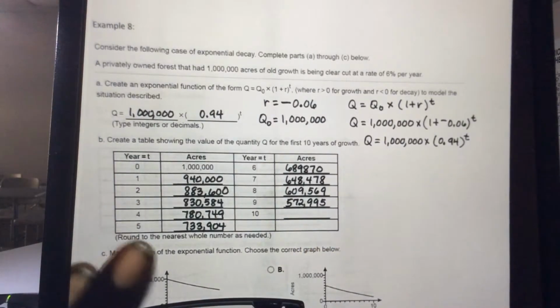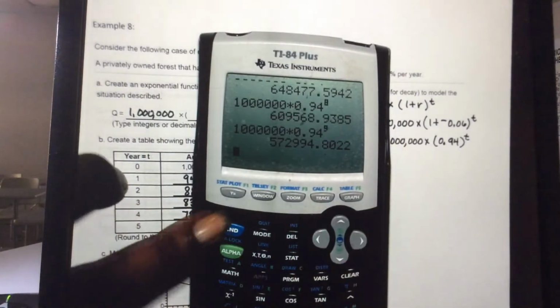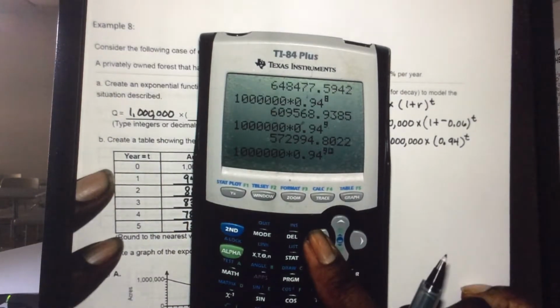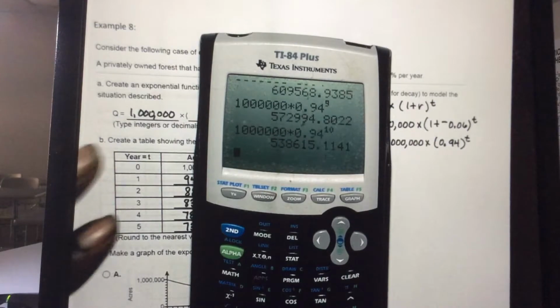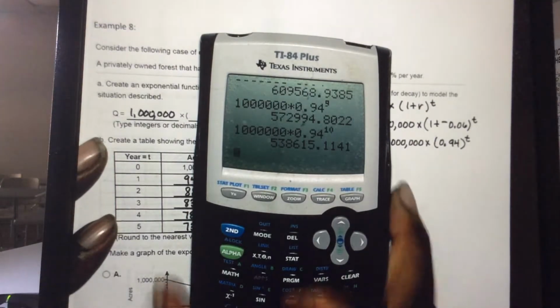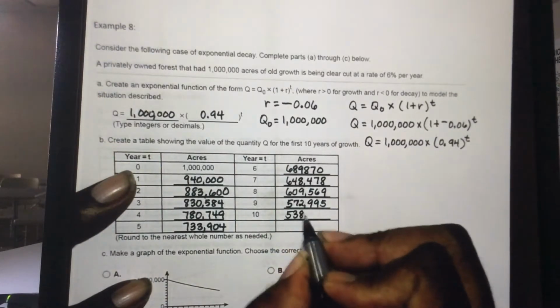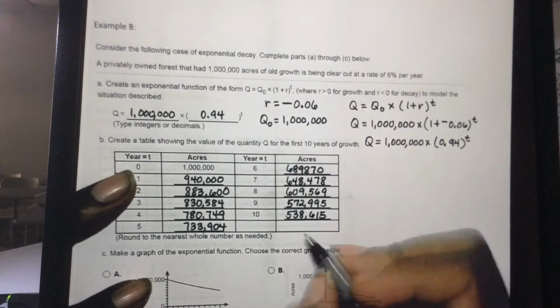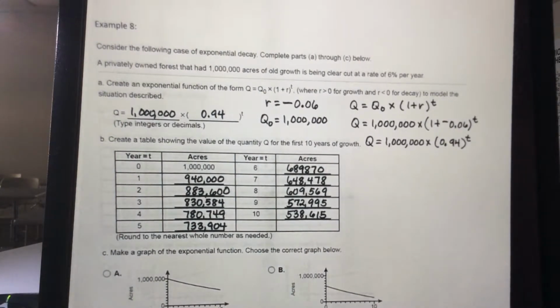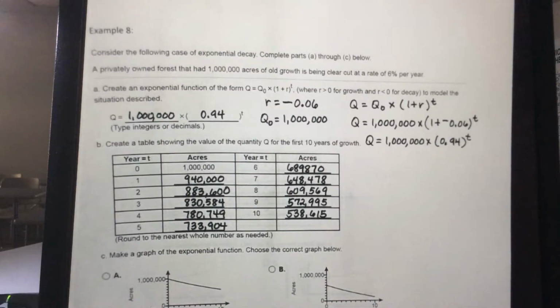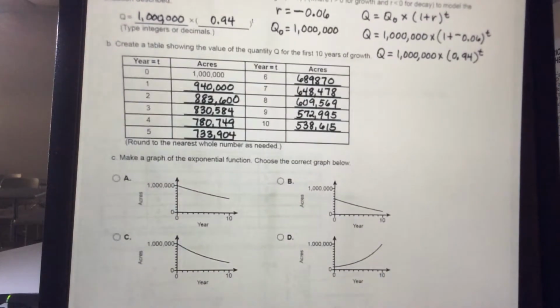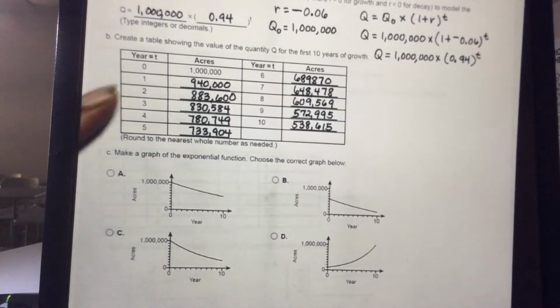And finally, year 10, second and enter. Change that 9 to a 10 in that exponent. We'll get 538,615. Now, as you can see here, the number of acres is decreasing year by year using that exponential function. And now we're going to make a graph of the exponential function, and we're going to choose the one that would best fit this particular table.